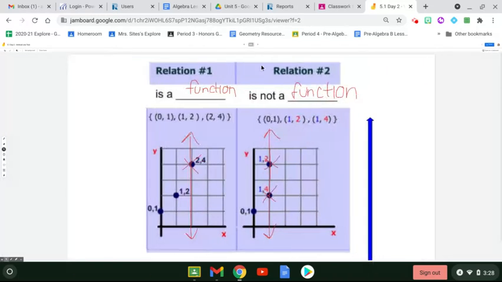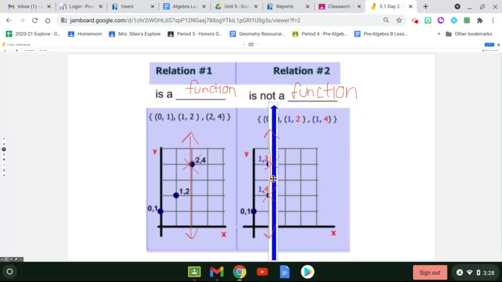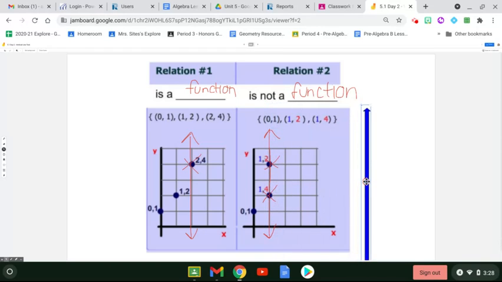And in many of the problems we did today, if your vertical line hit in more than one location, that would mean the input has more than one output. So that would mean it is not a function. Anytime you have that vertical line test failing, it is not a function.